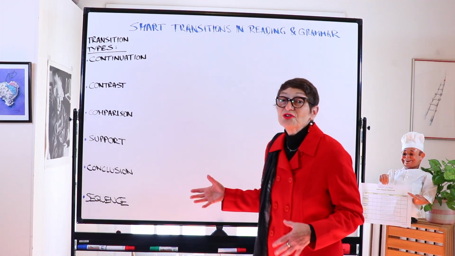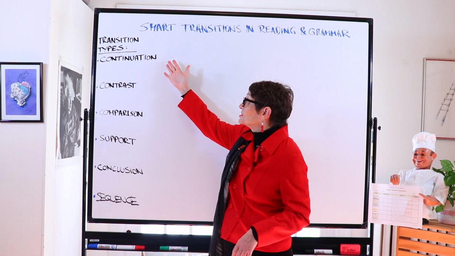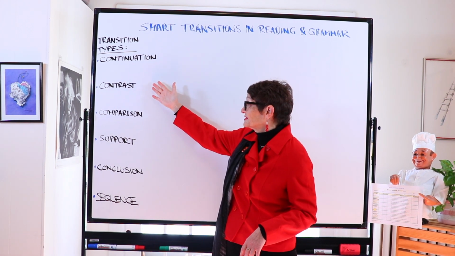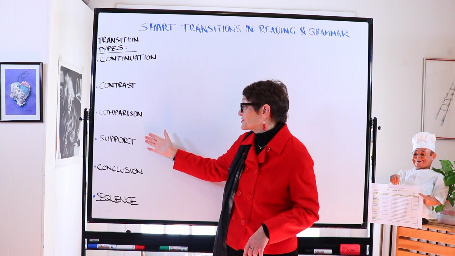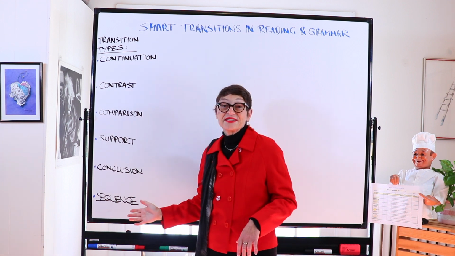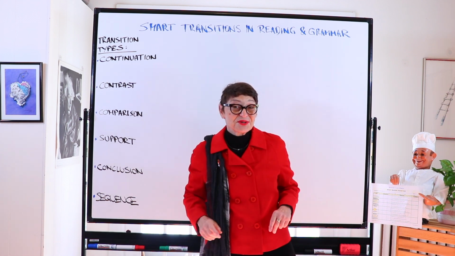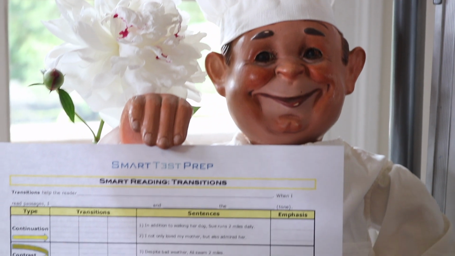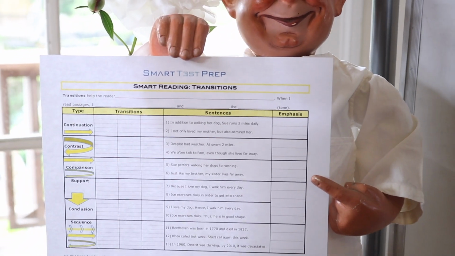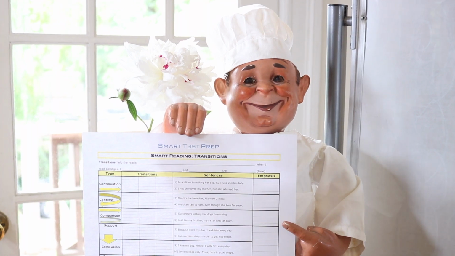So we divide transitions into 6 types: continuation, contrast, comparison, support, conclusion, and sequence. And you see them on your worksheet. And yes, make sure you have a worksheet in front of you so that you can work through this with me while I'm teaching you about transitions.